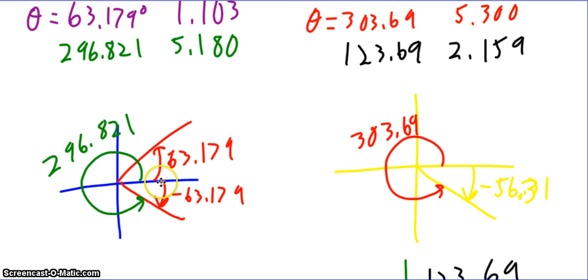So if I look here, that's going to be where this is negative 63.179. So the actual positive angle that I want to find, because I'm looking for an angle between 0 and 360 degrees, is going to be this angle, which is 296.821. So that comes from doing 360 minus 63.179. I did the same thing to get the radians, except instead of using 360, I used 2 pi. So if I do 2 pi minus 1.103, I get 5.180.